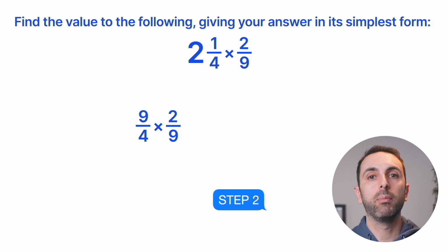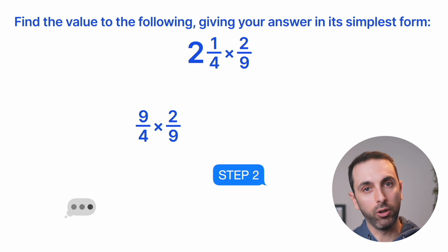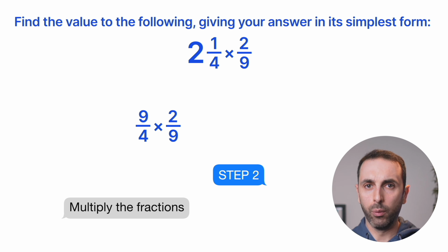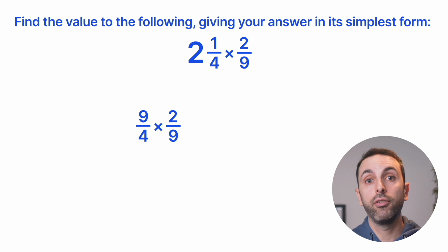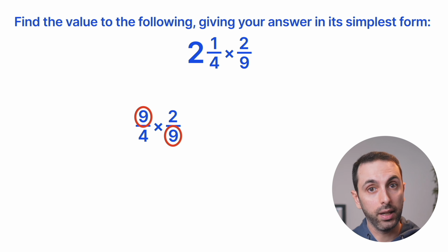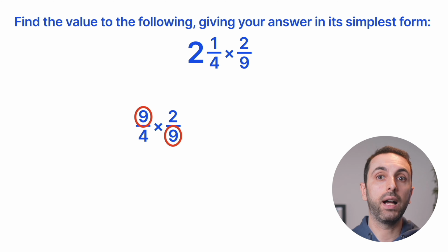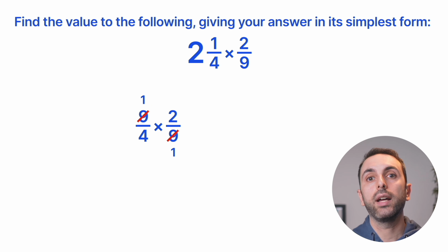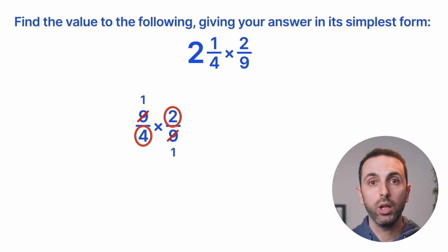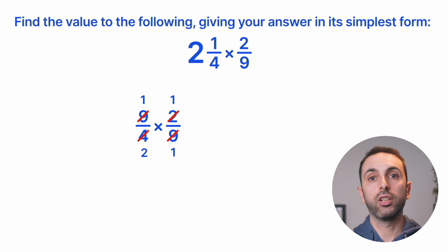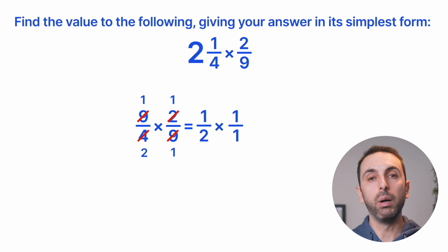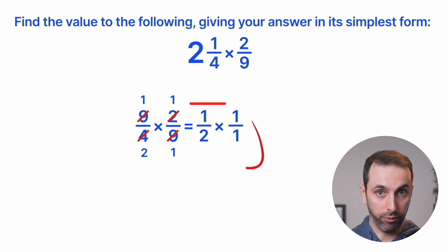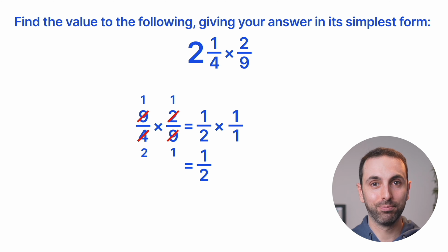The second step will be to multiply the fractions using the previous methods that we've done before. I see quite a lot of common factors that we can cancel, so I'm going to use the cancellation method that we just learned previously. I see that the first fraction numerator and the second fraction denominator have common factors of 9, so we'll divide them both by 9. Likewise, I see that the second fraction numerator and the first fraction denominator have common factors of 2, so we'll divide both of them by 2. This leaves us with 1 over 2 times 1 over 1, which I'm sure you'll agree is much easier to work with than our original fractions. When multiplying these two fractions together, we just get left with 1 over 2.